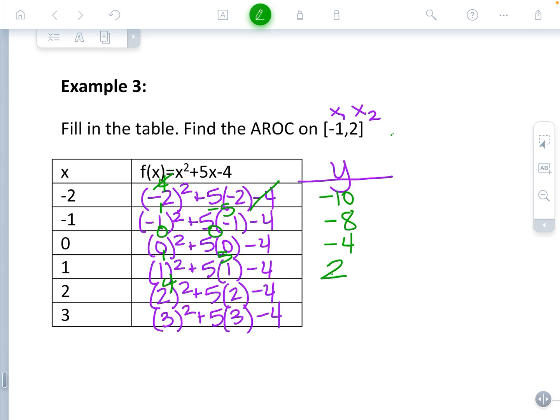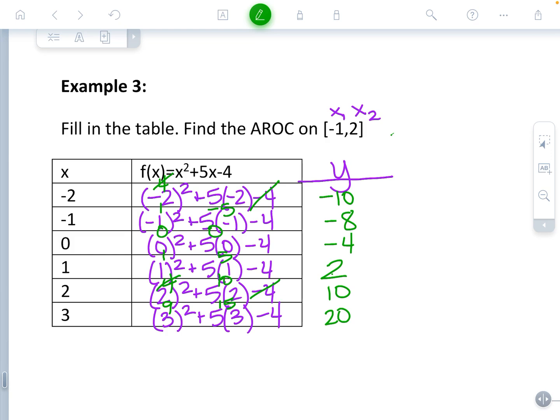Okay, 2 squared is 4. 5 times 2 is 10. 4, oh look, 4 minus 4 is 0, so those cancel, so this is going to be 10 again. I like it when that happens. 3 squared is 9 plus 15 minus 4. Okay, this one's going to be 9 plus 15 is 24, minus 4 is 20.